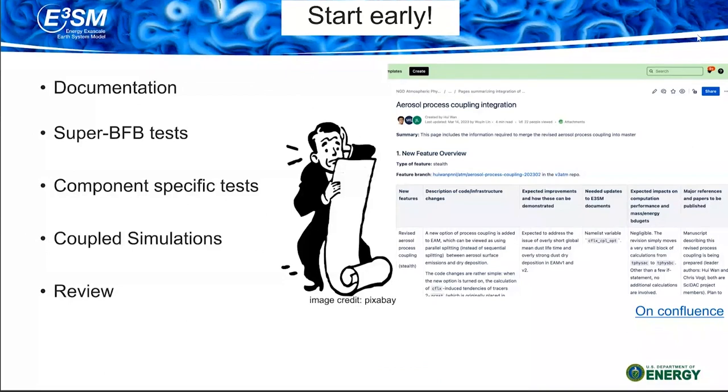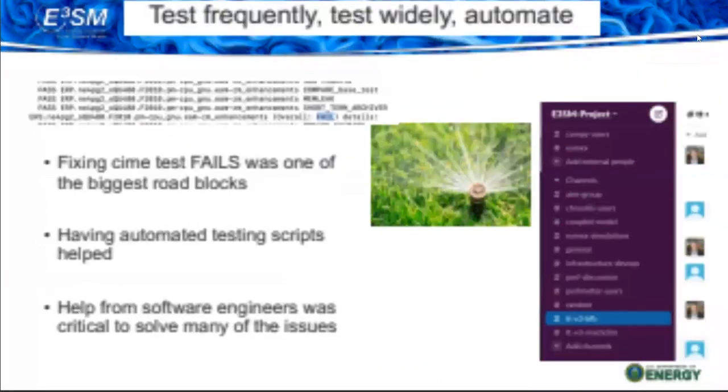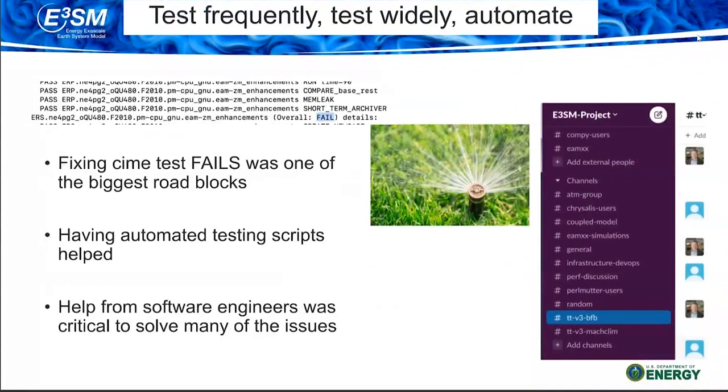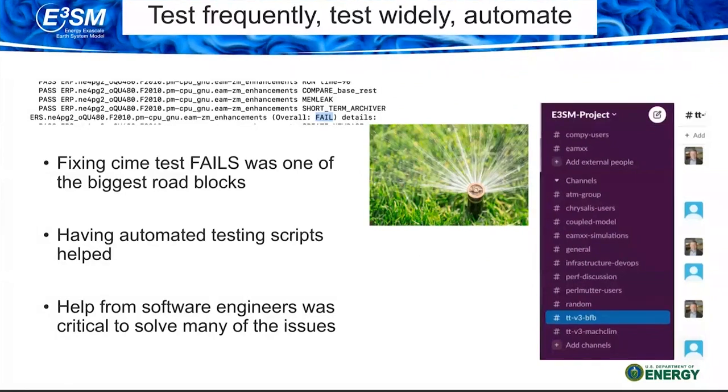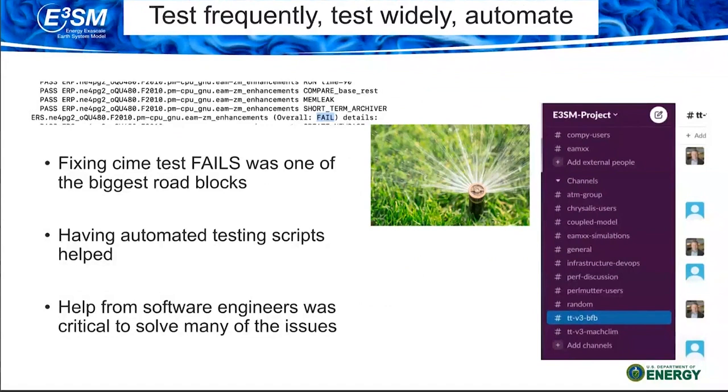The second lesson was test frequently, test widely, and automate. This repeats what Rob brought up. For us, the domain scientists, one of the biggest roadblocks was trying to fix SEAM test fails that were coming up. Especially, what's the difference between ERP and ERS tests? If ERS passes, but ERP fails, what does that mean? And so we were rerunning tests often after each one of the commits, and having some automated testing script really helped this process. So things that Wu Yan as well as Hui Wan have posted helped us with this process.